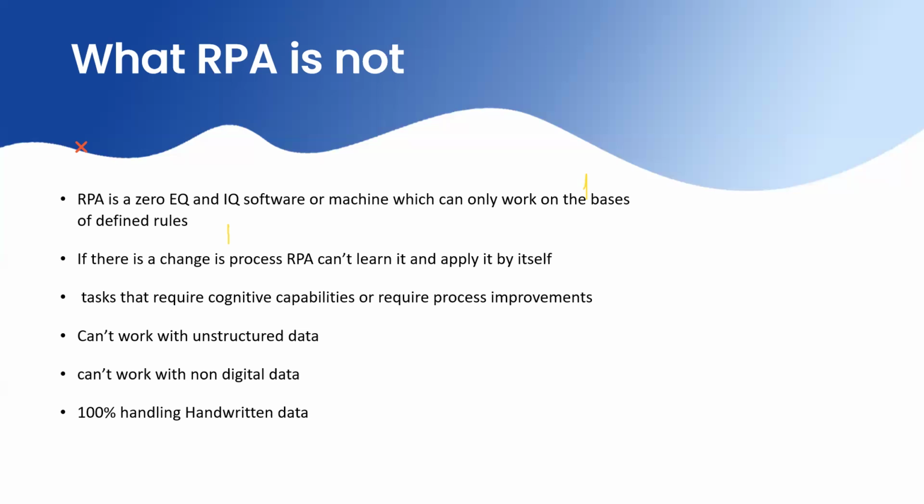It needs digital data. It can't work with non-digital data. It can't work with completely handwritten data. Completely handwritten data means I'm talking about a doctor's prescription. If you have a doctor's prescription, entirely handwritten, which even you can't read properly, the bot can't either. The bot says, this is a doctor's prescription, I can't read it. So this is not RPA's work. In this case, RPA won't work.